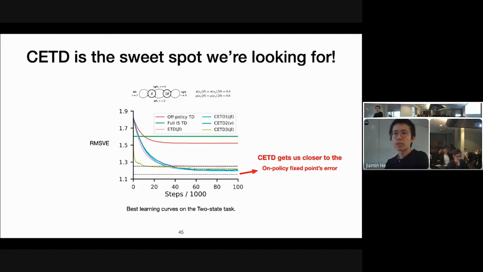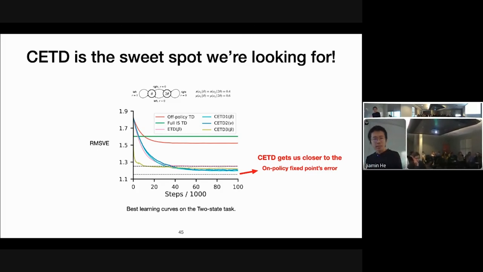Quick question: asymptotically it is supposed to go to the on-policy fixed point error, right? Yes, theoretically, we have not shown the convergence, but I suspect that is the case. I see. So when you say it's consistent, that means it has the same fixed point as on-policy TD, but to show it actually converges to it, we need actual theoretical analysis, which we have not done yet, and it is an interesting future work.